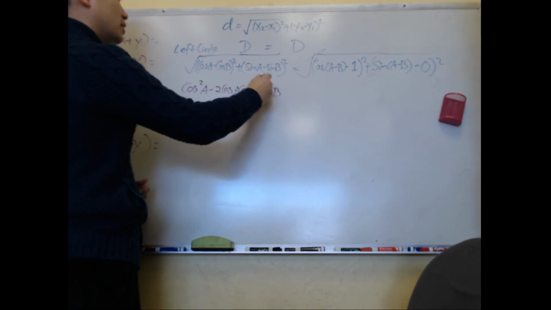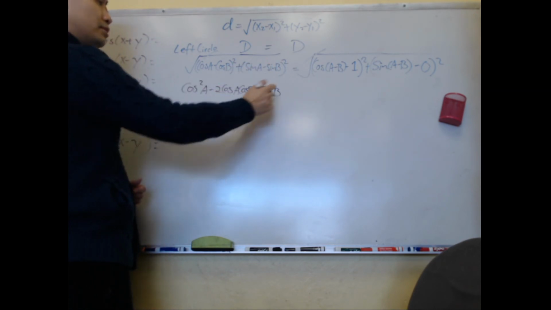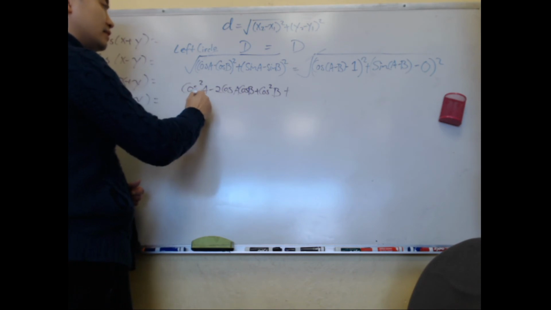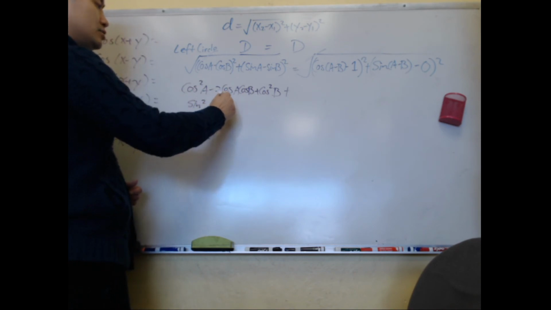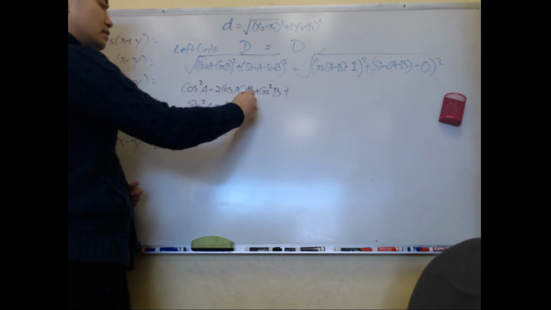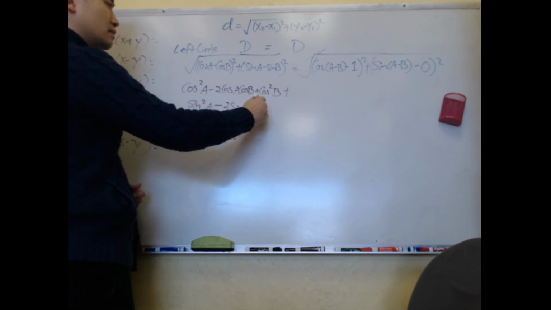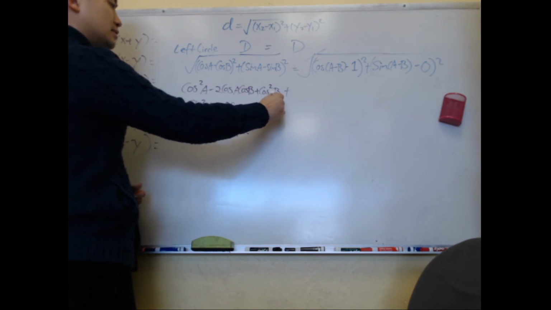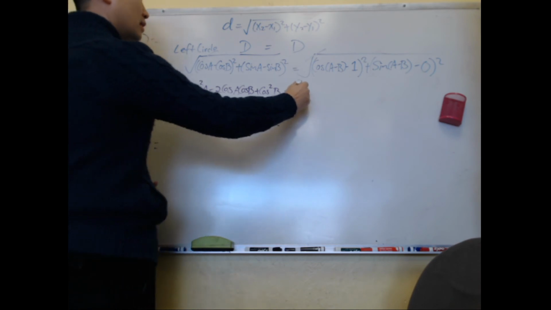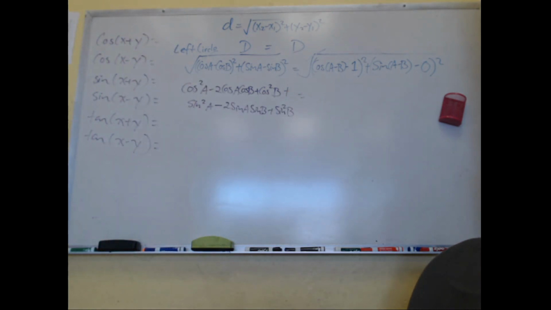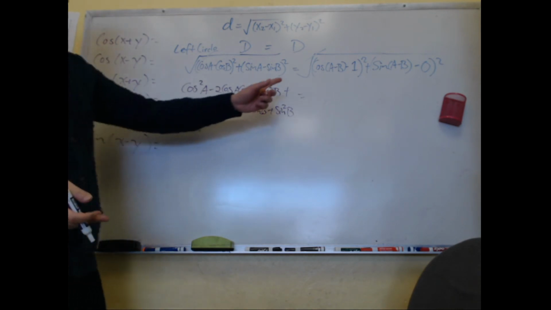What about the other part? Plus sine square of A minus 2 sine A sine B plus sine square of B. Okay, so you guys all agree? Right? Expansion. And now, what about the right hand side?